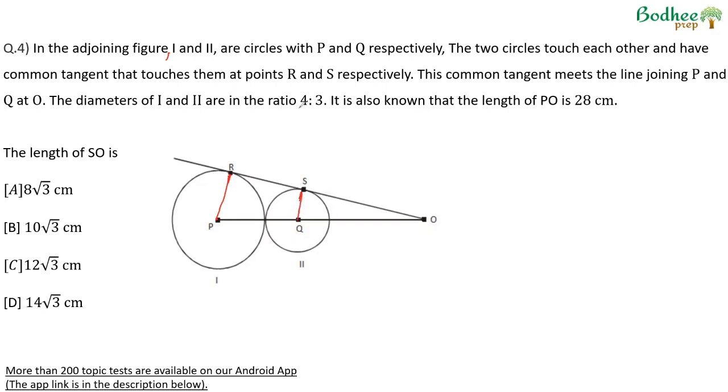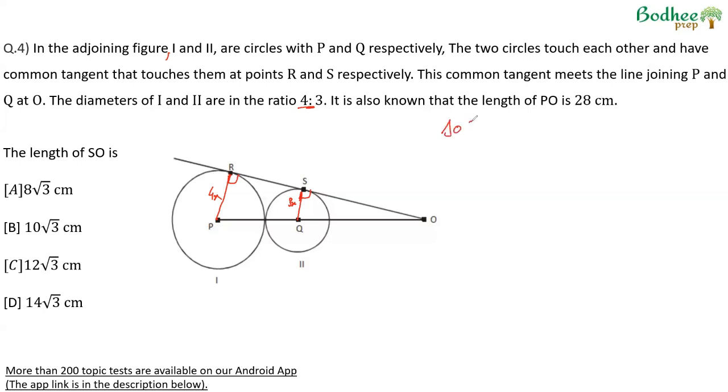Since diameters are in the ratio 4:3, we can say that the radii will also be in the ratio 4:3 because radius is half the diameter. And therefore, we can say the radius here will be 4x, the radius here will be 3x. It is known that PO is 28. What is SO? This will be 90 degrees, this will be 90 degrees, radius and tangent intersection points.